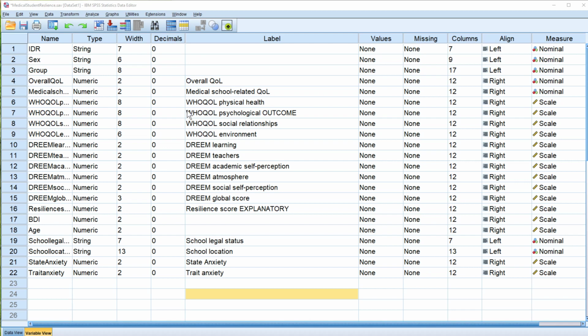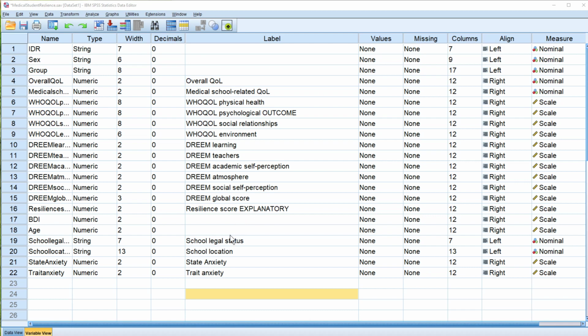I'm going to consider the quality of life measures to be outcomes, and I've just picked psychological to look at here, and then on your own you could look at perhaps social relationships or physical health or environment. And I've written outcome in there to make it clear what I'm considering the outcome. And we're looking at the relationship with resilience, and I'm considering this to be the explanatory variable.